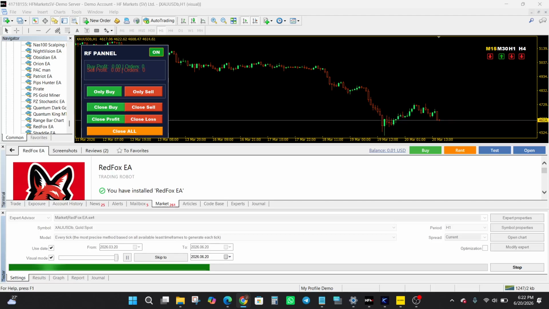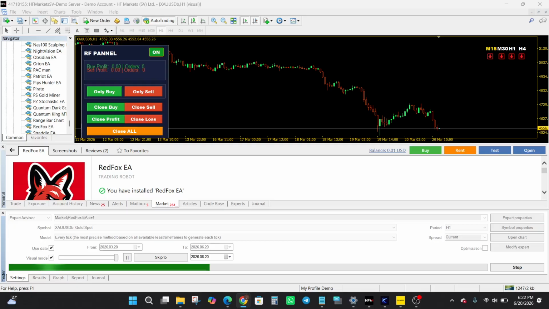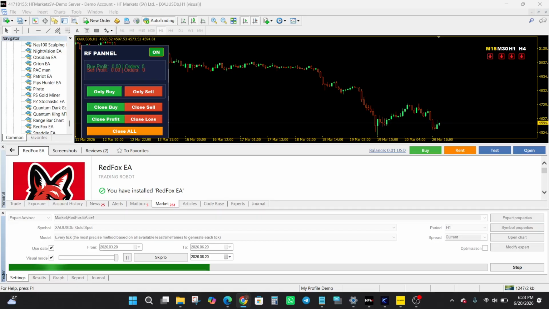So overall, the RedFox EA for MT4 presents itself as a trend following expert advisor designed for multiple currency pairs and a wide range of time frames from M1 through H4. If the trend following approach aligns with your trading style, I will still encourage conducting your own testing and optimization before considering live deployment, so you can properly evaluate its behavior under the conditions that matter most to you.